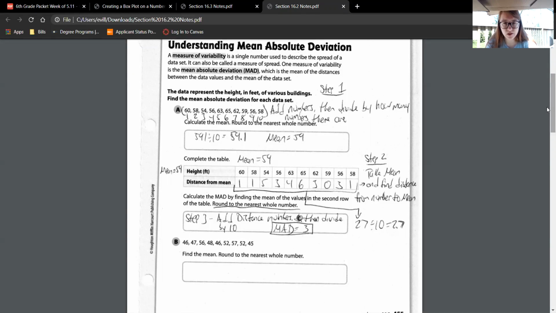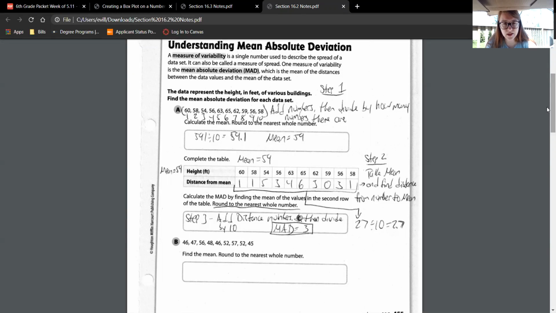So step one, you need to add all the numbers together. So letter A has some numbers next to it. You need to add all of those numbers together and then divide by how many there are. So it looks like Mr. Bradley has added all of those together and it equals 591.